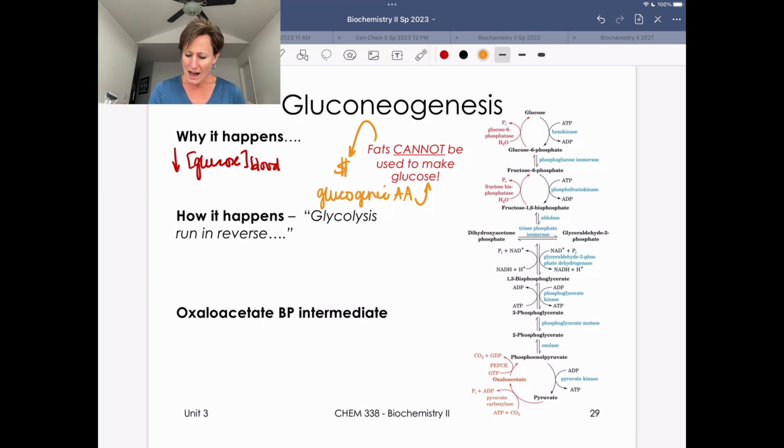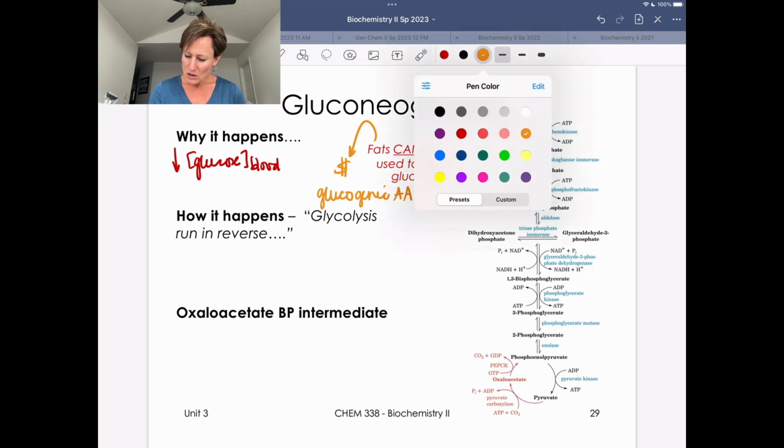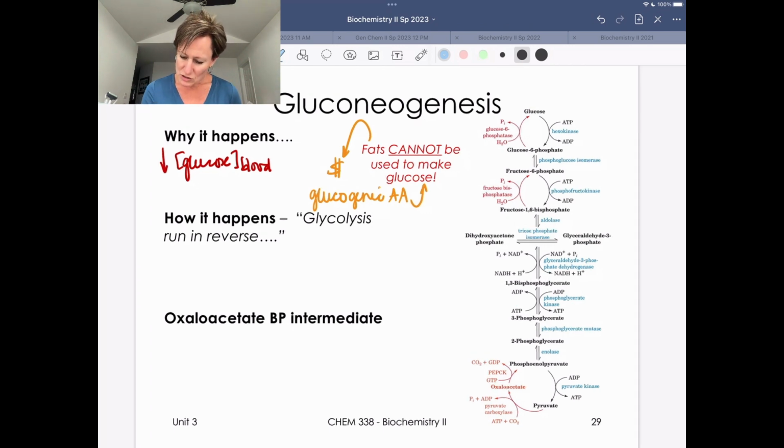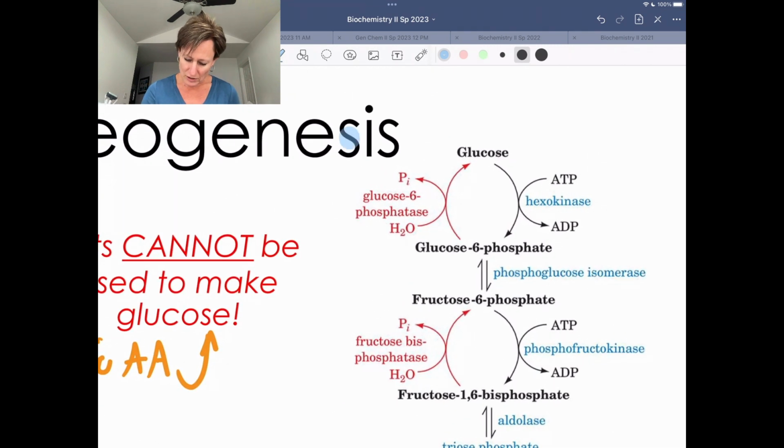Okay, so how does gluconeogenesis happen? Well, gluconeogenesis is really glycolysis run in reverse, okay? 10 steps of glycolysis, and let's go ahead and remind ourselves and highlight what the 3 steps in glycolysis were that were far from equilibrium. So I'm going to zoom in here so we can see these a little bit more clearly.